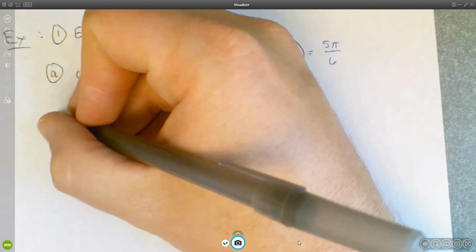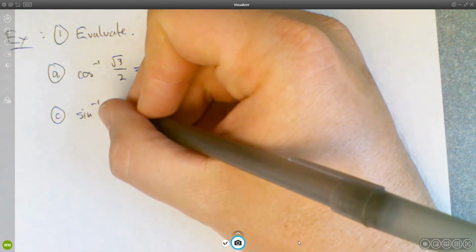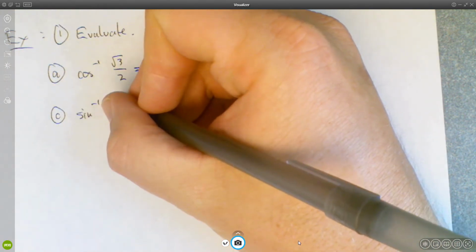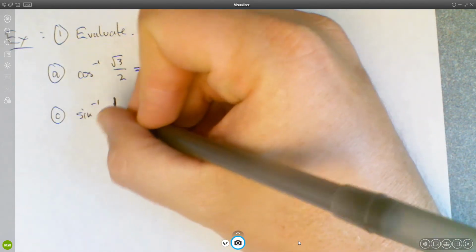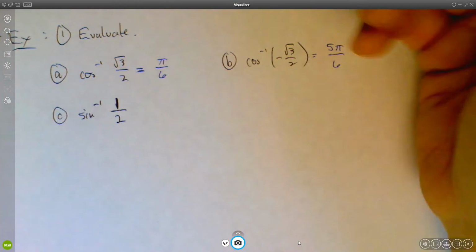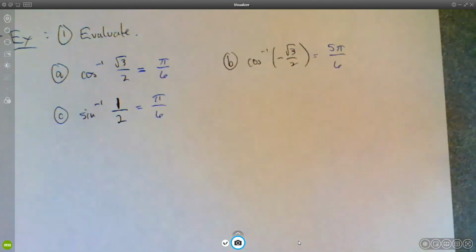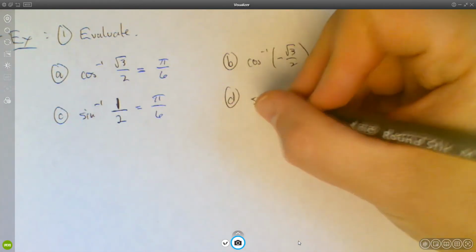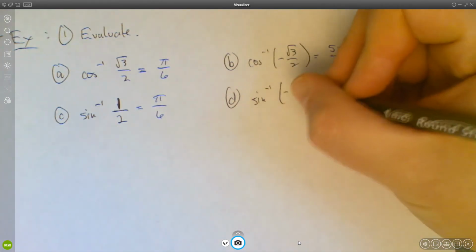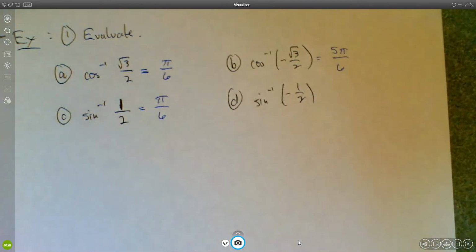Now contrast that with sine inverse, right? Let's do sine inverse of 1/2, because sine inverse of 1/2 is also pi over 6. We just talked about this. And so then that might lead you to think that sine inverse of negative 1/2 is going to be 5 pi over 6. But you'd be wrong, okay?